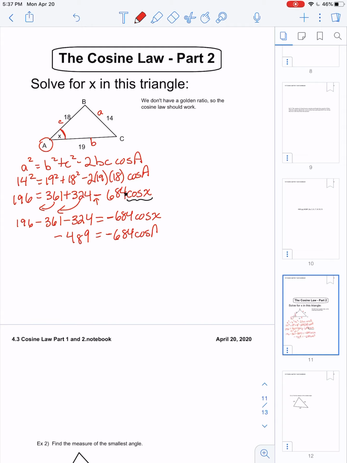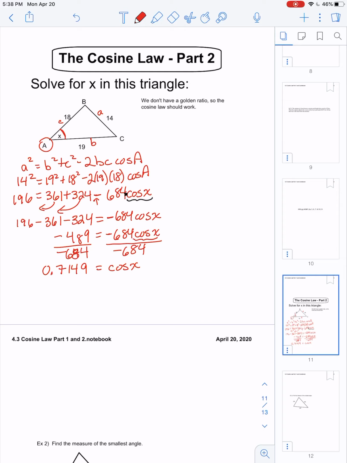X. Whoops, that's an X. Cos of X. Then to get the cos of X by itself, I need to divide by negative 684. There we go. So cos of X, negative 489 divided by negative 684, equals positive 0.7149, and then a bunch of other numbers after that. They're still in my calculator. I'm not hitting clear. I'm not hitting anything.